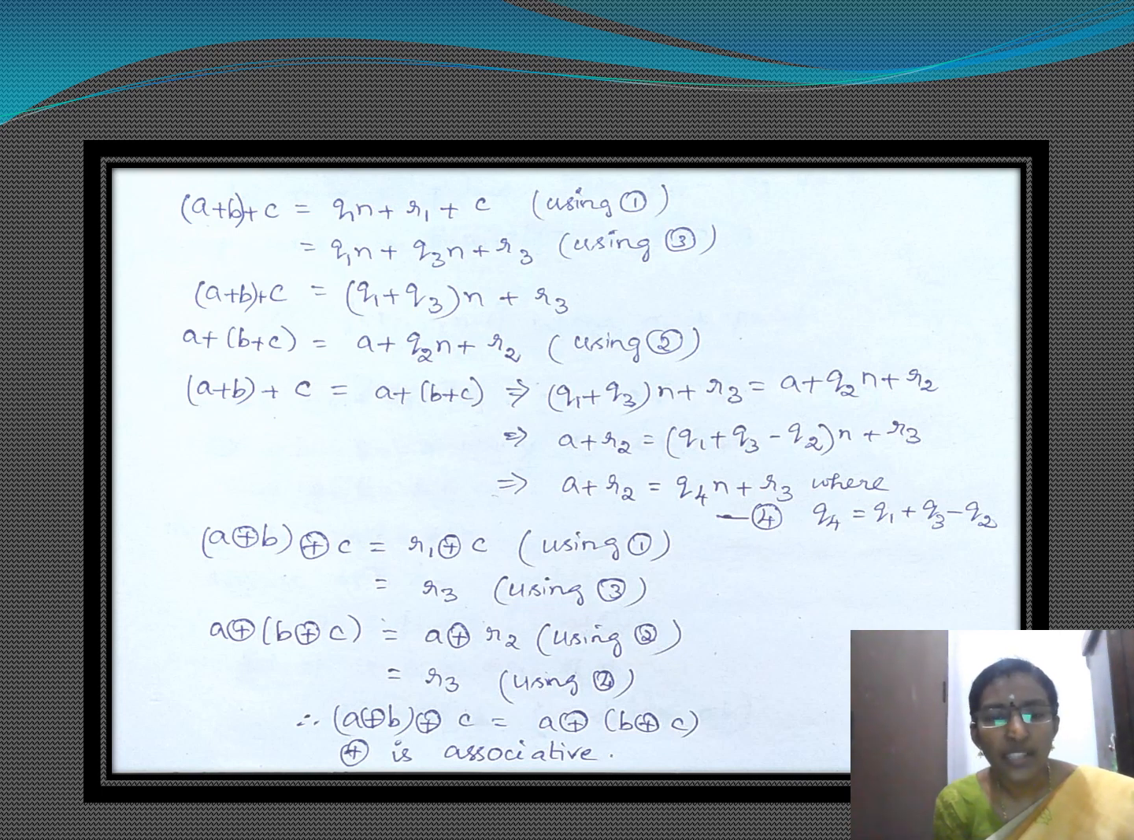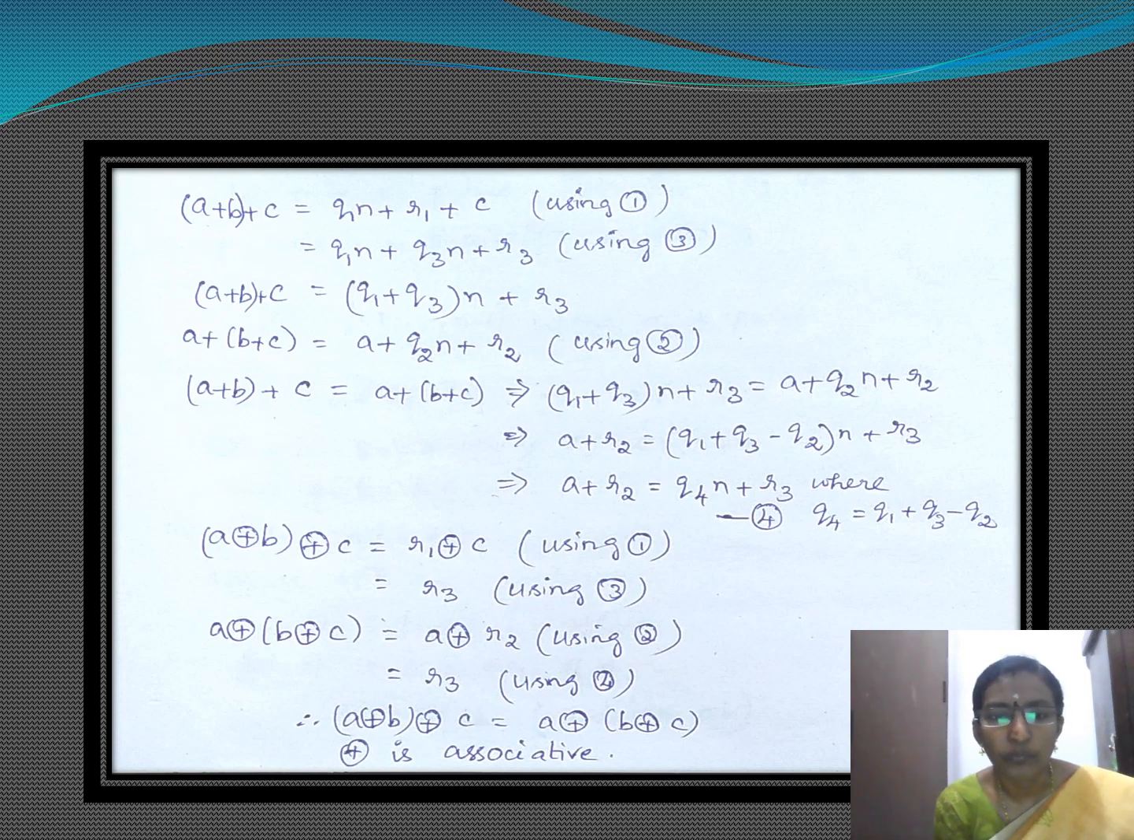Likewise, a + (b + c) can also be written as a + (q2n + r2). We all know that addition of integers is associative. Therefore, (a + b) + c equals a + (b + c), which implies (q1 + q3)n + r3 equals a + q2n + r2. On simplification, we get a + r2 equals q4n + r3, where q4 is equal to q1 + q3 - q2.